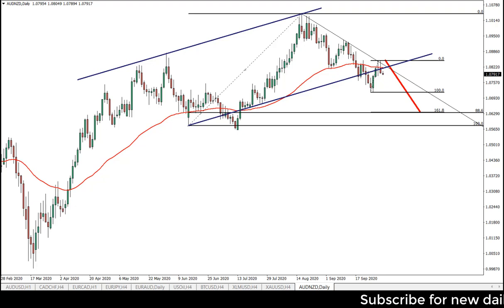Today we will be looking at the Australian versus New Zealand dollar currency pair.